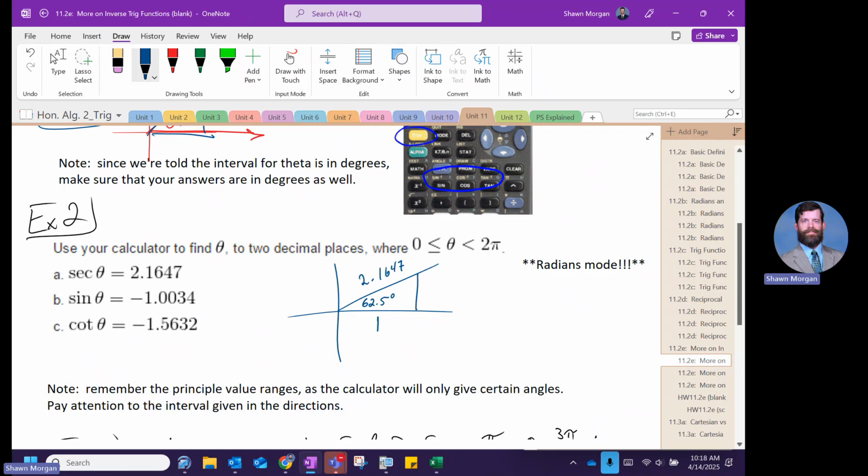All right, where else did y'all tell me that cosine's positive? In which other quadrant? In the fourth quadrant. So I've got that angle. 62.5 degrees is my reference angle there. What's 360 minus 62.5? 297.5? Double check my arithmetic. I think it's 297.5 and 62.5. And then, Finley, what do we not like about those answers?